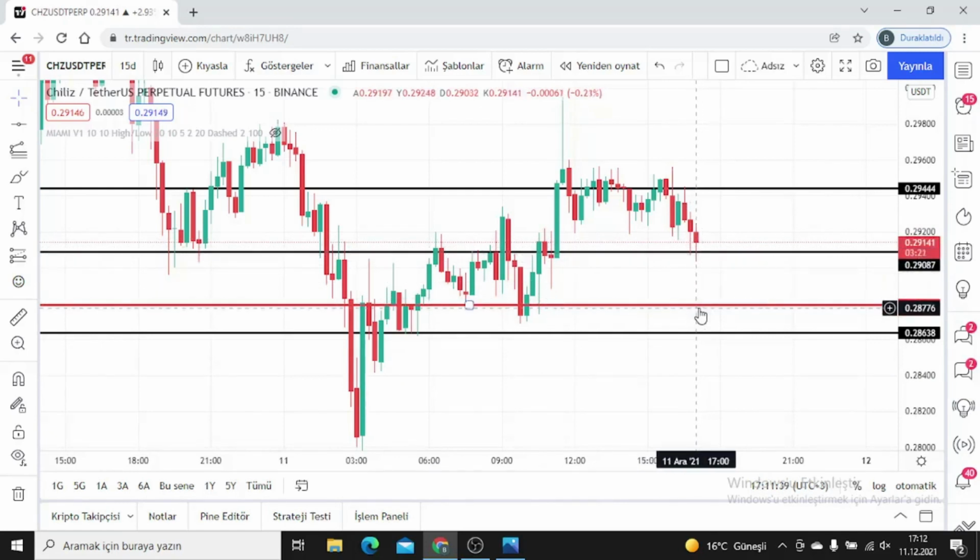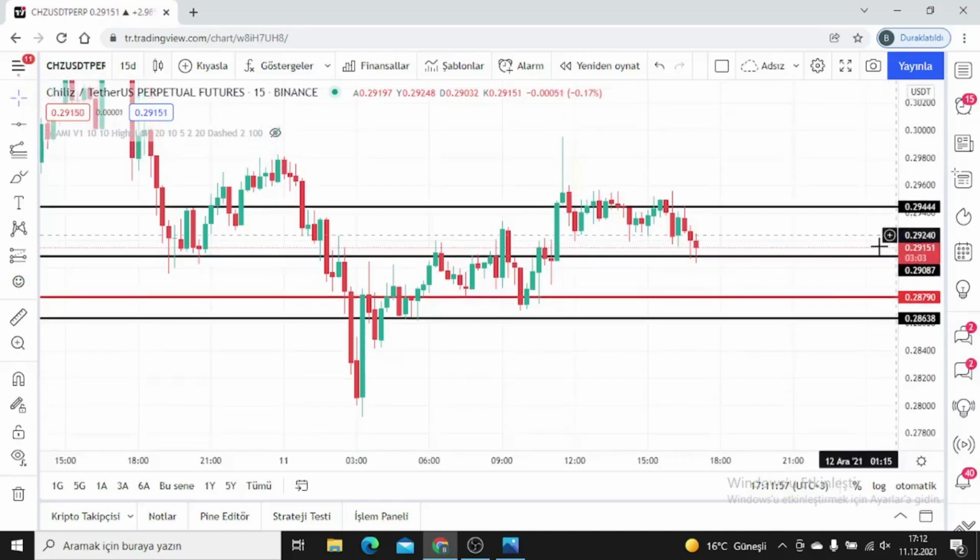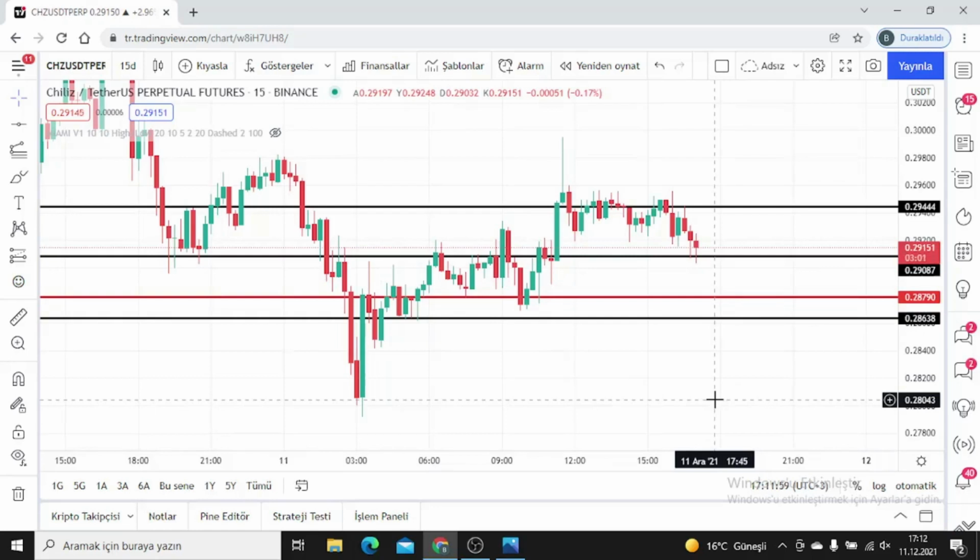If you buy from here with all your money and you stop here, our loss will be great. I'm giving an example: you bought 10 lira here, you sold it here. Here your stop will be 4 lira. But if you get 3 here, your loss here would be 1 lira. So this is the logic of the average.